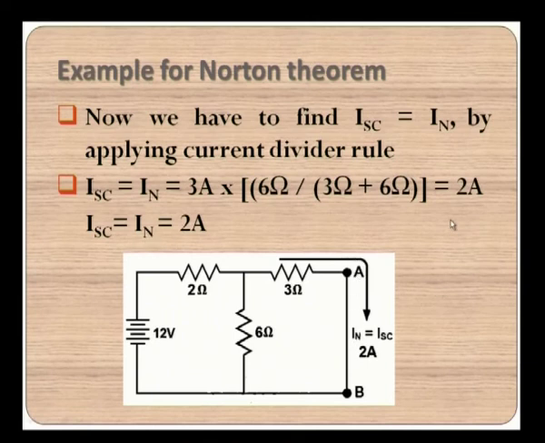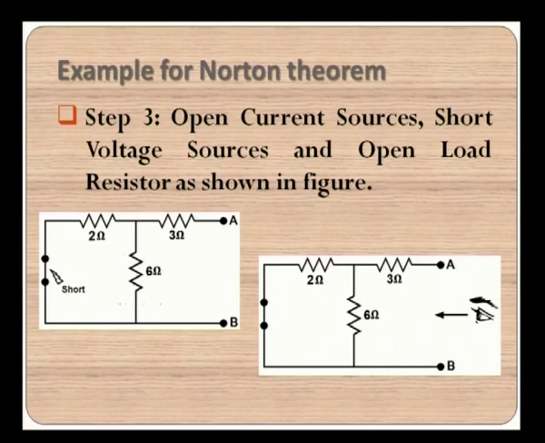So, one variable or one component is found, that is the I Norton, which is a 2 ampere value here. Now, we need to find out what is the resistance in the open circuited condition. This is step 3. Open current sources, short voltage sources and open the load resistor as shown in the figure for finding the Norton equivalent resistance. So, we have short circuited the voltage source and we want to find the equivalent value, which is seen through the terminal AB. AB should be open circuited. So, we find the equivalent value here.